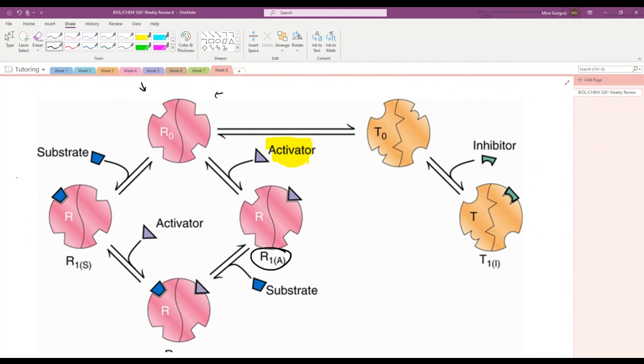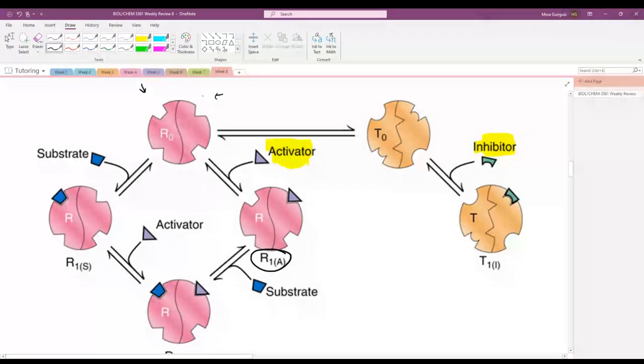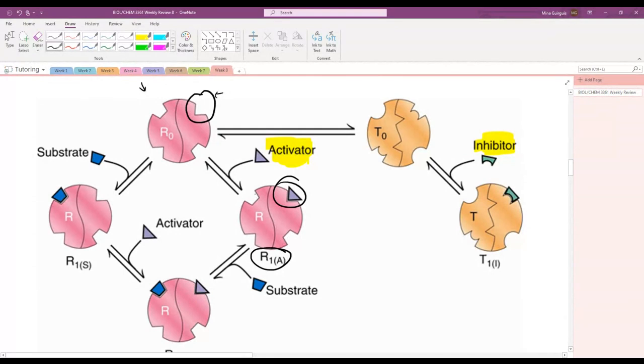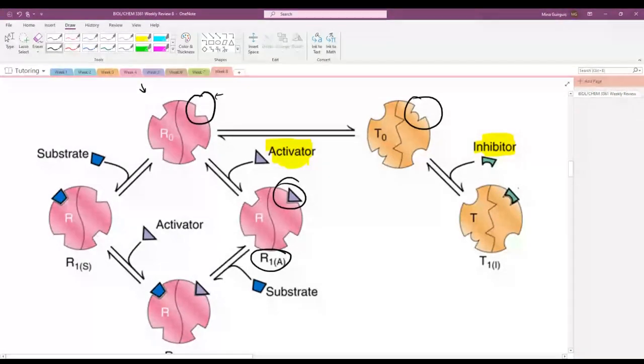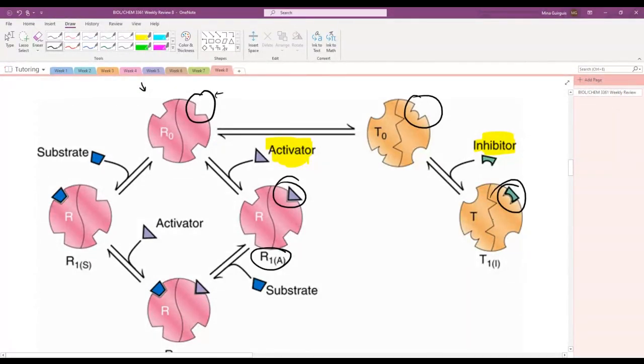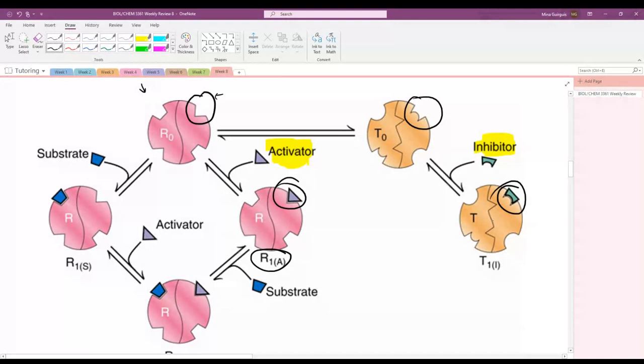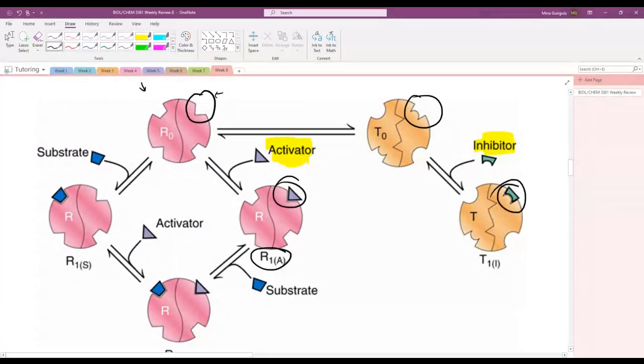Likewise, on the other side with our inhibitor, your inhibitor binds to the tense form. The thing I want to point out with the tense form and the relaxed form, and this is obviously just a drawing, is that the shape of each binding site, just keeping it general, is different in the tense and relaxed forms, allowing for different things to bind. So it's not that the activator chooses to bind to the relaxed form and the inhibitor chooses to bind to the tense form. It's that they're forced to bind there because that's the spot that they have. Okay? I want to make sure that makes sense.